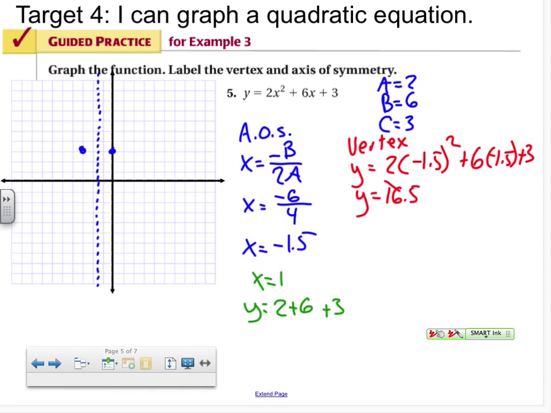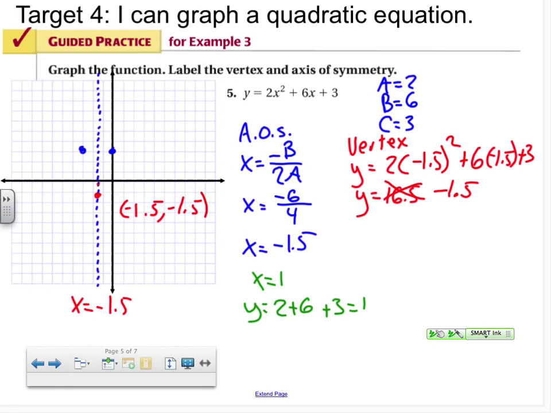This would be a lot easier to work with. So right there is my vertex at negative 1.5. Don't forget to label your axis of symmetry. And then anyway, go back and finish our other point. That other point really helped me see my mistake on the vertex, because I ended up getting a W shape as I was doing it.